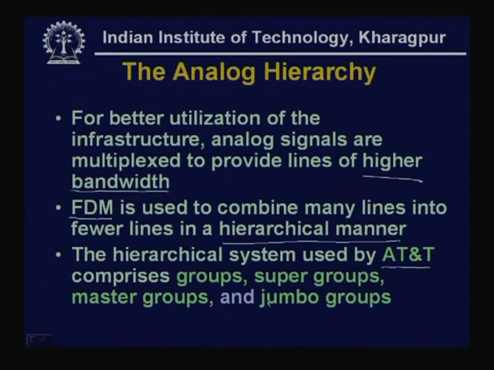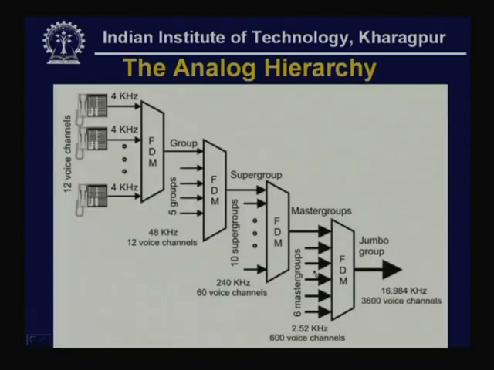is shown here, and as we shall see in the hierarchy, it is divided into groups, super groups, master groups and jumbo groups, as shown in this diagram. Here, as you can see, 12 voice channels are combined by using frequency division multiplexing technology to form a group, and this group can be sent through a single telephone line. A single line need not be a twisted pair, it can be some other transmission media.